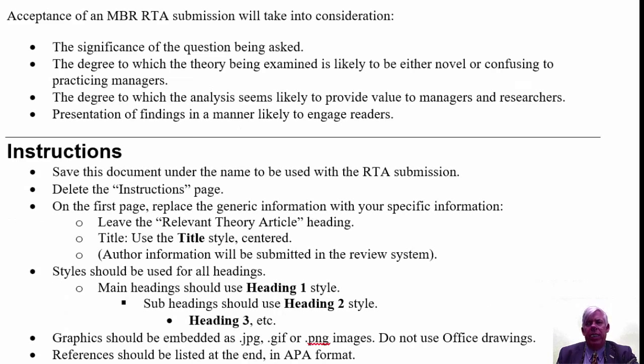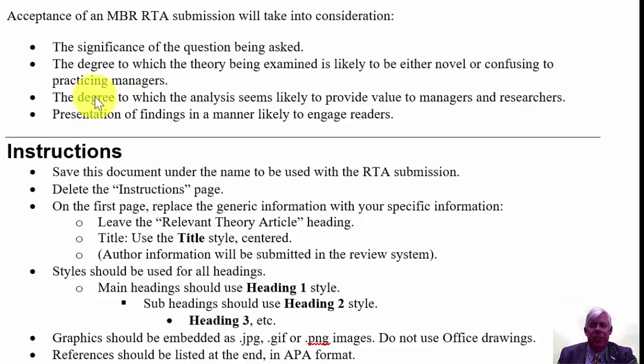When a reviewer is looking at your relevant theory article, they're going to be looking at a number of criteria. First off is how important the question is being asked. We want to have questions that are of interest to the reader and reasonably widespread relevance, though if you can find one particular community for whom it would be very valuable, that might be acceptable as well. We want to know the degree to which the theory is novel or needs explanation for practicing managers.